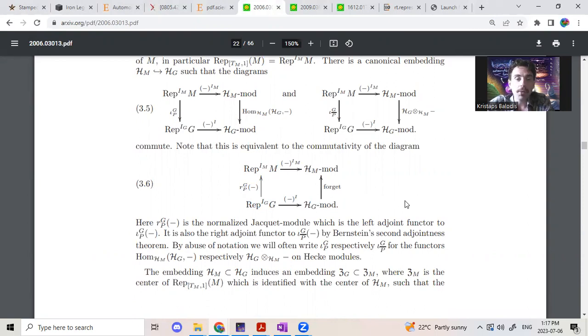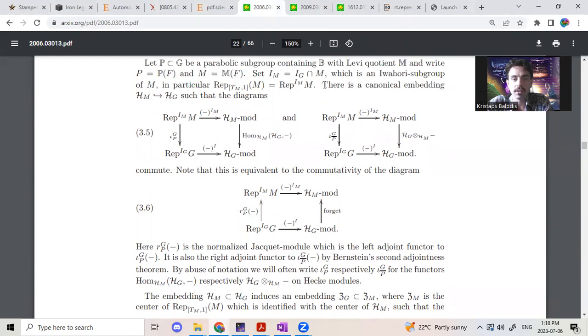But part of the problem is here, this forgetful functor is coming from this embedding from the Hecke algebra. I'm going to go over some of these definitions in a second, right? That the Hecke algebra here, but I mean, what is this embedding? Like, Hellmann doesn't say. He says there is a canonical embedding, but he doesn't say what this embedding is.